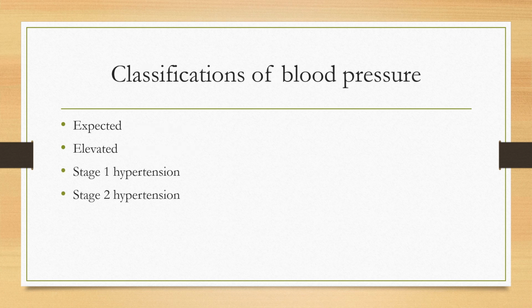Blood pressure is classified by the following classifications. With expected, your systolic blood pressure is less than 120 and your diastolic is less than 80. With an elevated blood pressure, systolically, you're looking at 120 to 129 and diastolically less than 80. Stage 1 hypertension is when your patient has a systolic blood pressure of 130 to 139 or a diastolic blood pressure of 80 to 89. Stage 2 hypertension is a systolic equal to or greater than 140 and a diastolic equal to or greater than 90.